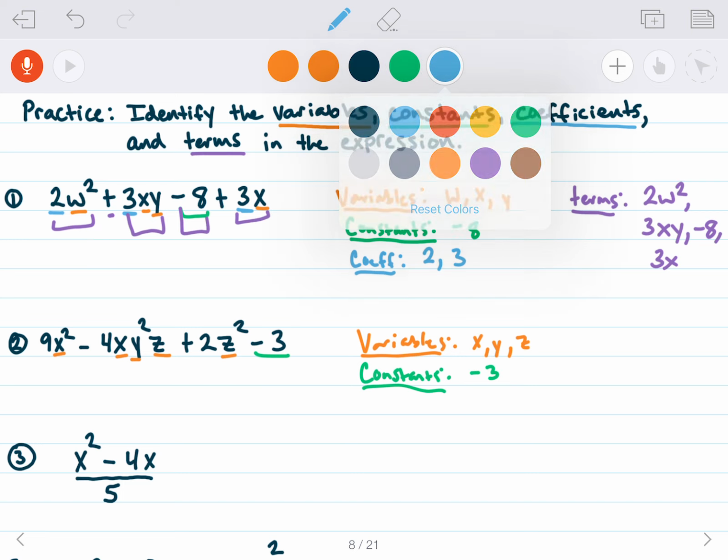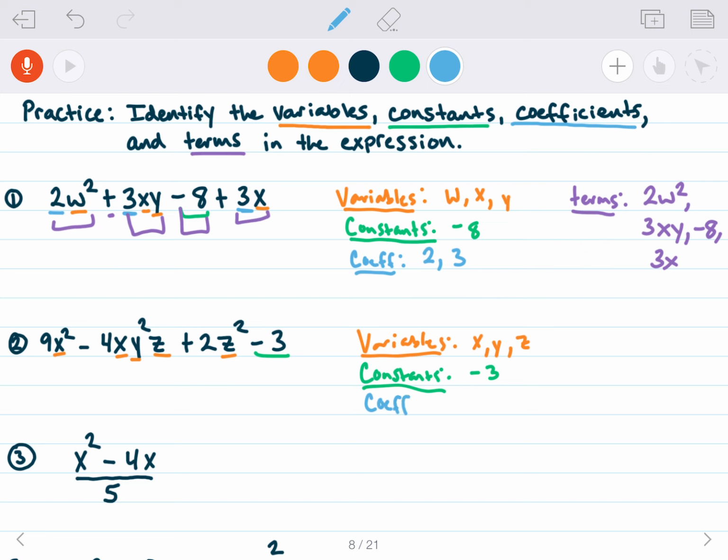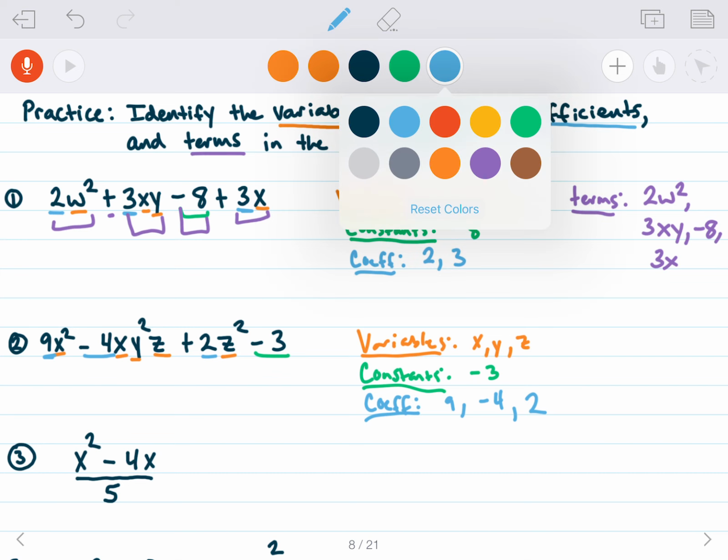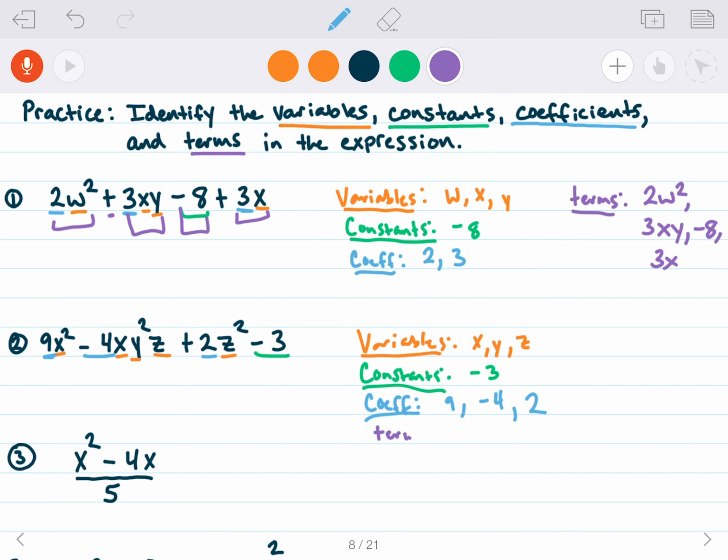Our constants are the numbers that aren't attached to variables. So all I see here is -3 is the only constant. Our coefficients are the numbers that are attached to variables. So the first one we have is 9 because that's attached to x squared. Then we have a -4 because it's attached to x, y squared, z. Then we have a 2 that's attached to z squared, and that's it.